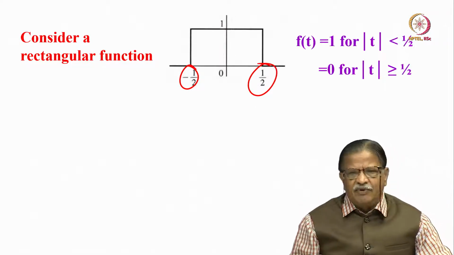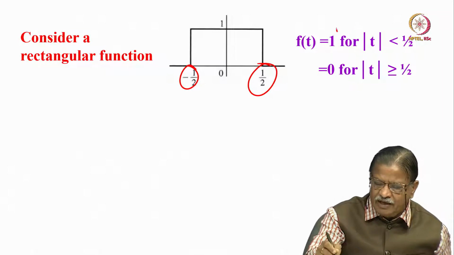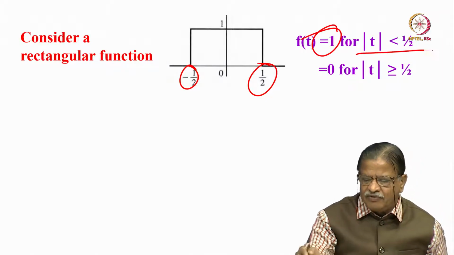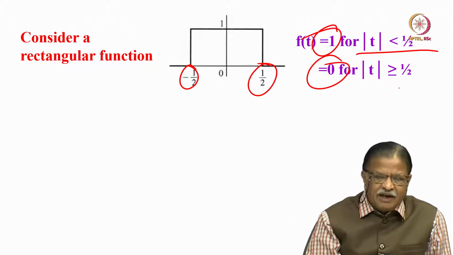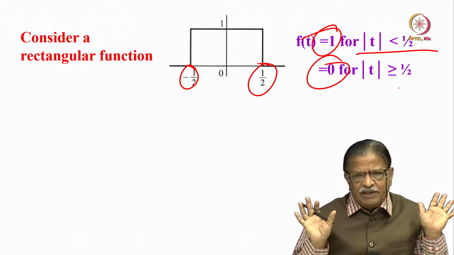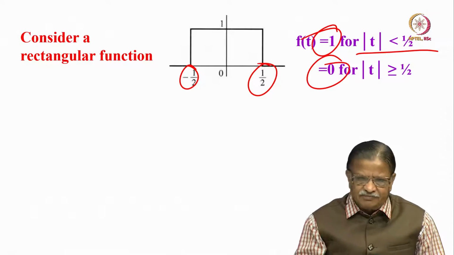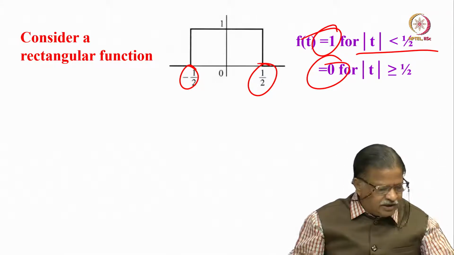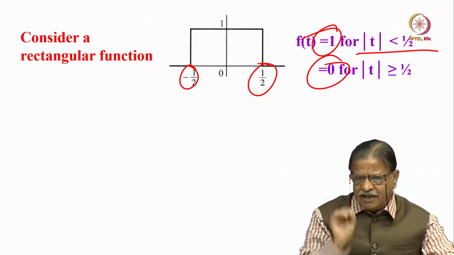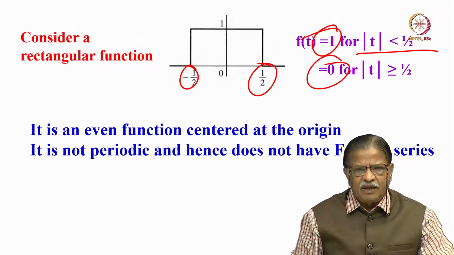So, this function can be written as f of t equal to 1 for modulus of t less than half, equal to 0 for modulus of t greater than half. This is a simple thing we have written for the function. This is a square function I have written. Nothing new. It is not periodic as you can see. It is a single standing pulse.